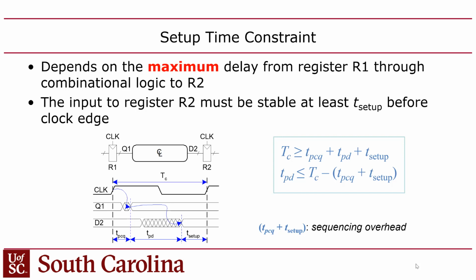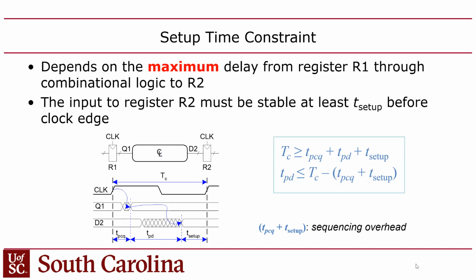Don't get confused. Remember, TPD can refer to an individual gate propagation delay or a whole combinational circuit. So this is the whole circuit we're talking about, plus the setup time. Right? So these three added together have to be enough. The clock period has to be enough for these three added together, right?